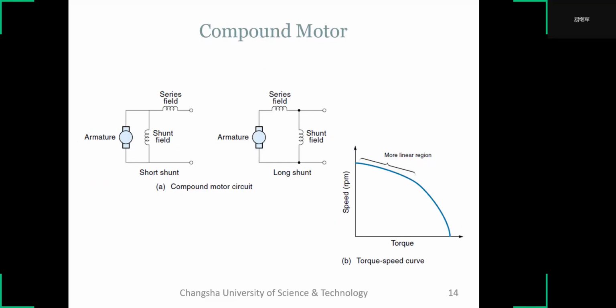This is a compound motor. This compound motor has two fields, a serial field and a shunt field. For this kind of motor, the relationship between torque and speed is more linear.